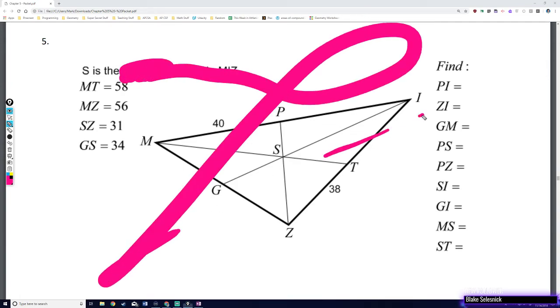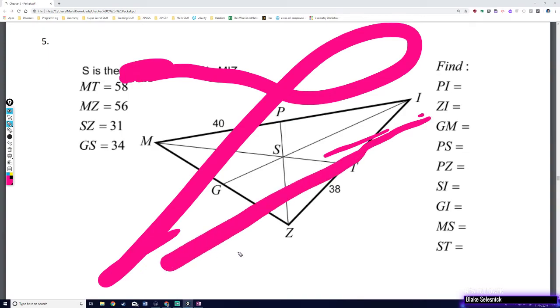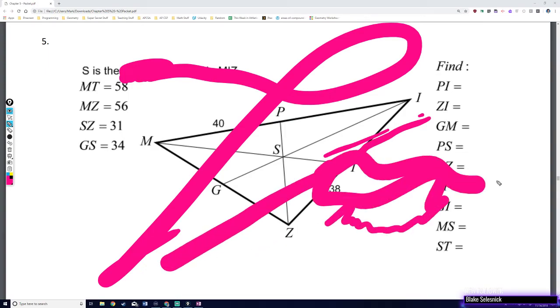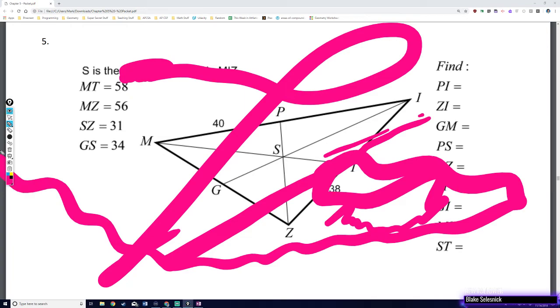Look at that, look at that. Can I look at this pressure sensitive, guys? Pretty sweet, right? Okay, let's clear that up.